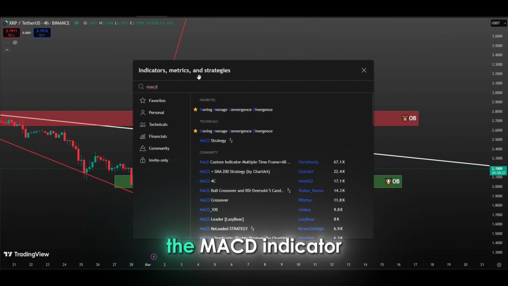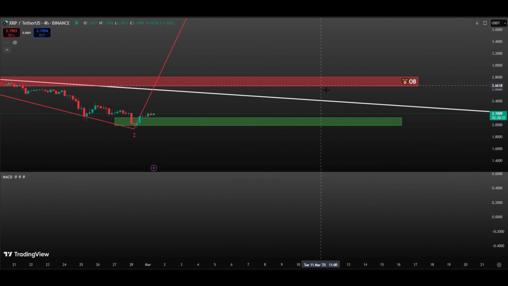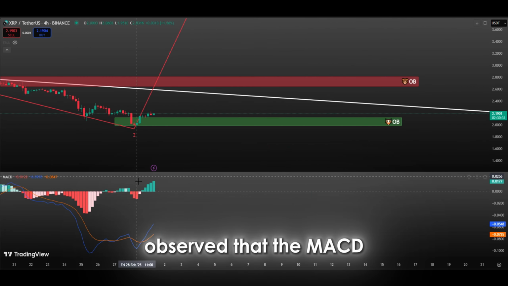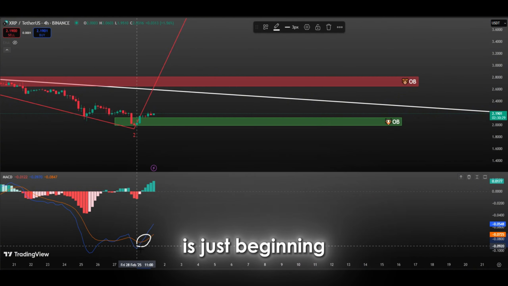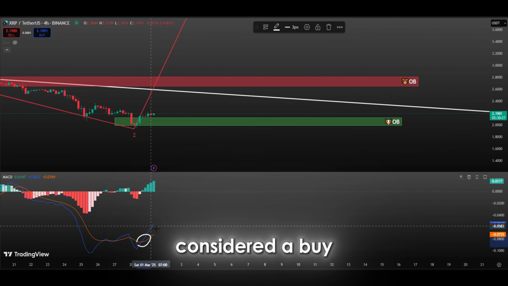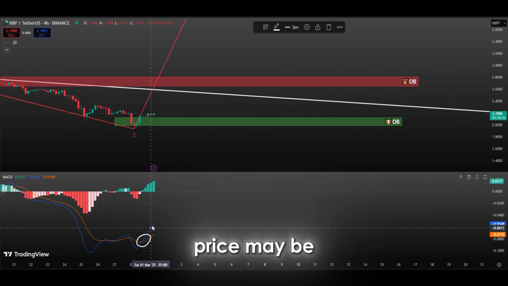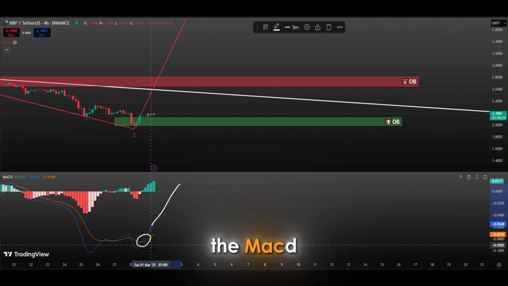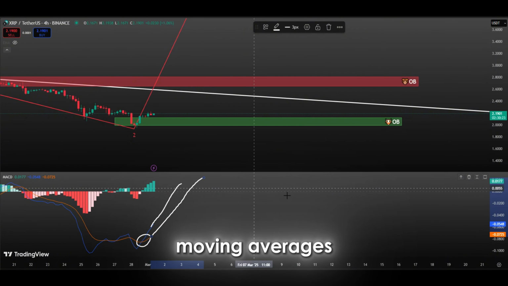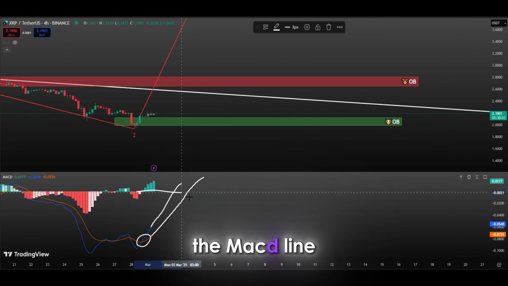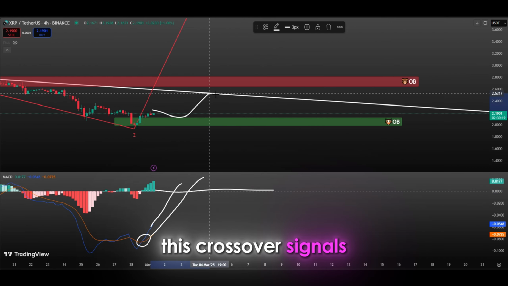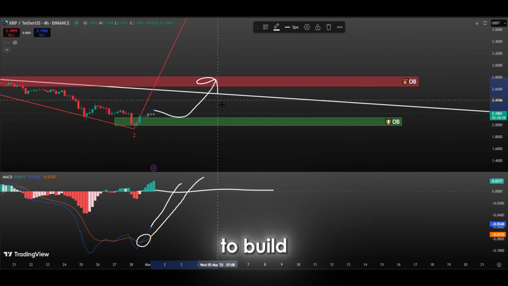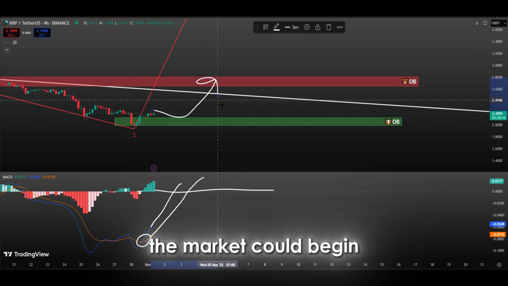The MACD indicator is a powerful indicator used to measure the momentum and trends of an asset. Currently, it is observed that the MACD is making an upward crossover from the lower side, and this move is just beginning. This kind of crossover is usually considered a buy signal, indicating that the price may be trending higher. The MACD shows the difference of two different moving averages. In this case, the MACD line crossed the signal line from bottom to top. This crossover signals that short-term momentum is starting to build and a potential uptrend in the market could begin.